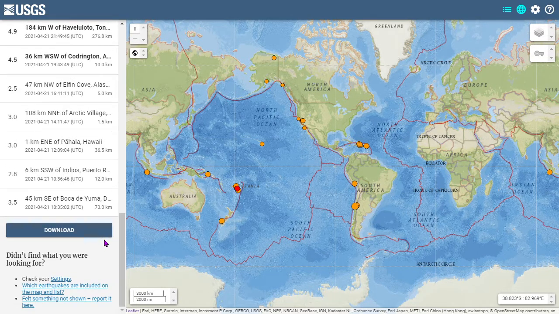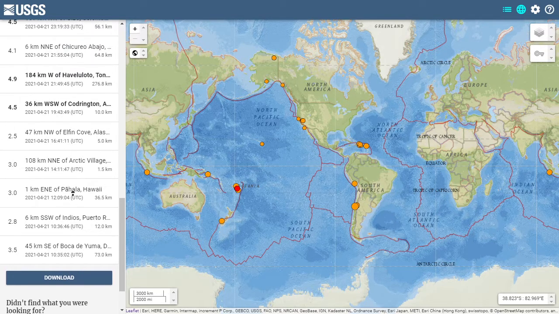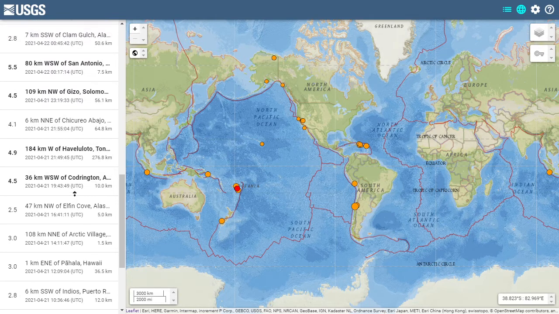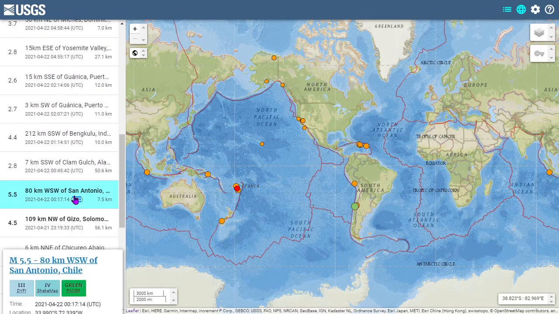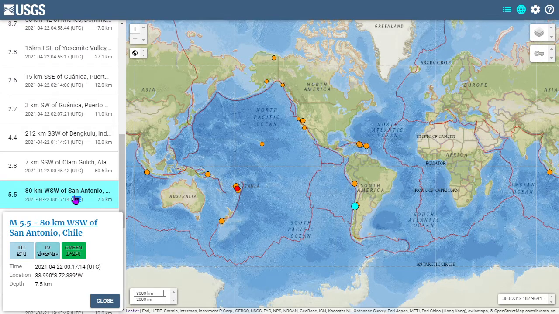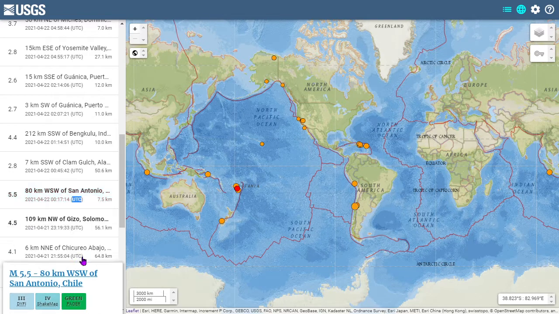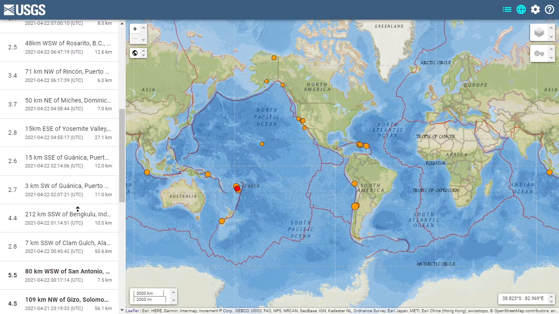I was doing show prep. But in any case, here's the list. It does not include any major quakes, although we do see some deep ones like this 4.9 near Tonga. Largest of the past 24 may have been this 5.5. I'm seeing this list for the first time myself. That was located at Chile on the west coast of South America.